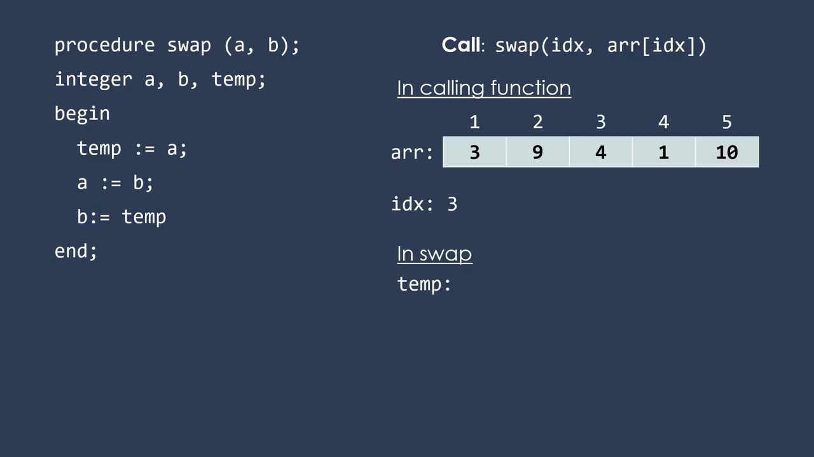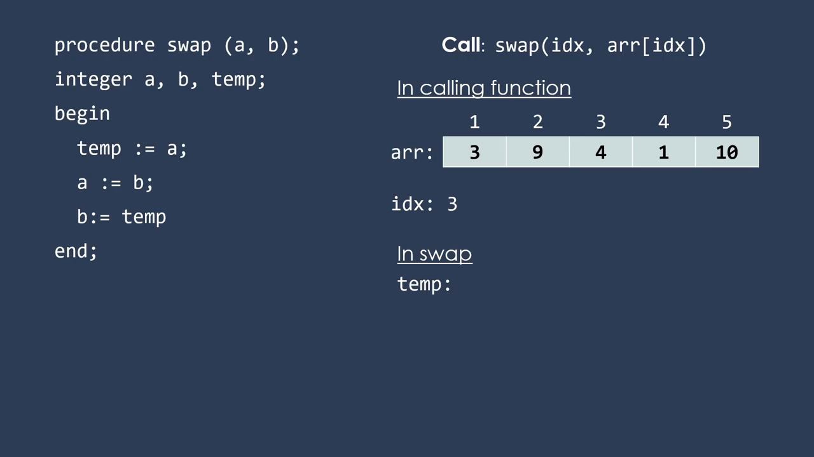But now let's look at a different situation. So let's go back to having an array. I've got an index and an array at an index, and I want to swap those. Don't ask me why I want to swap those, but if I did this by reference, it would actually work just fine. Try a similar thing out.